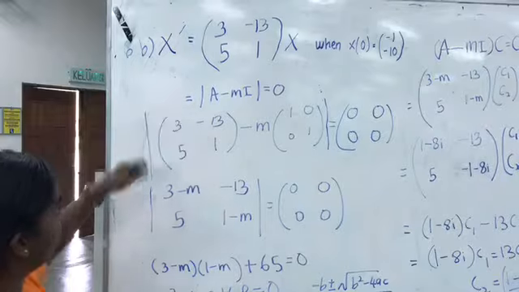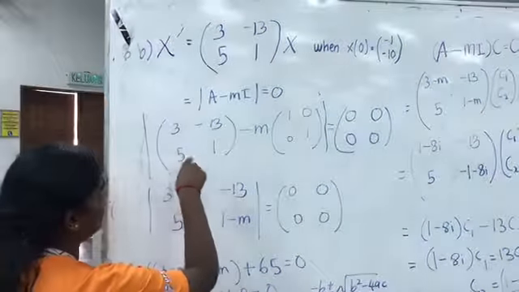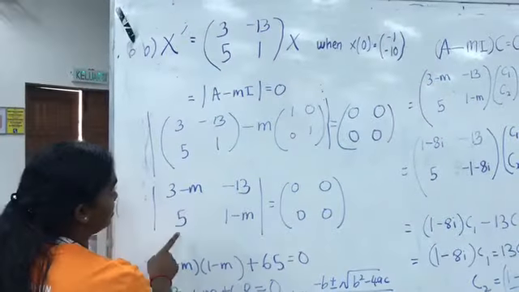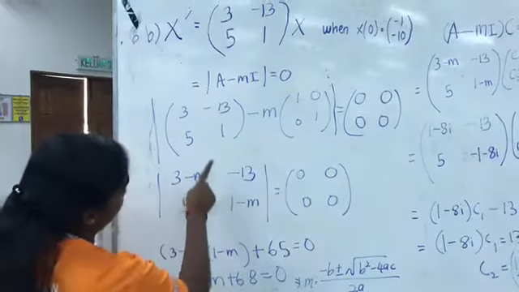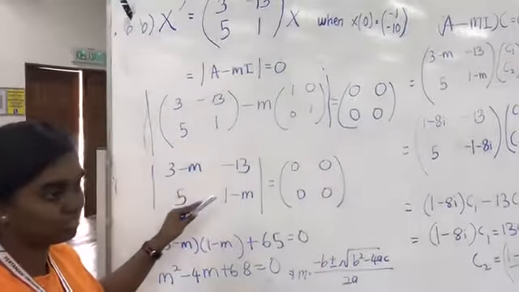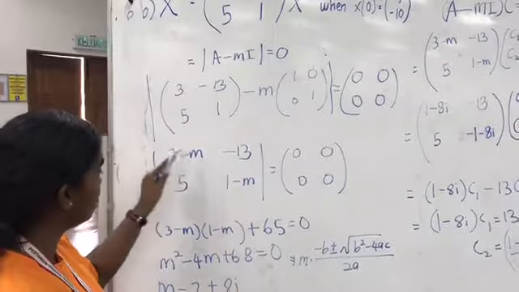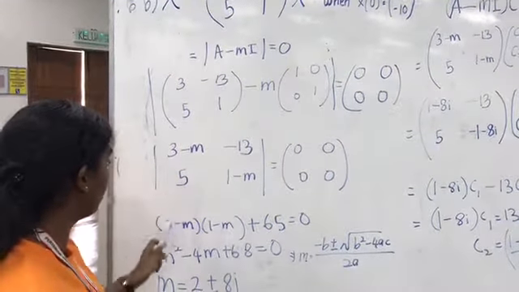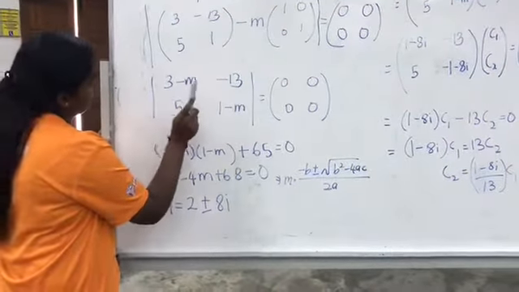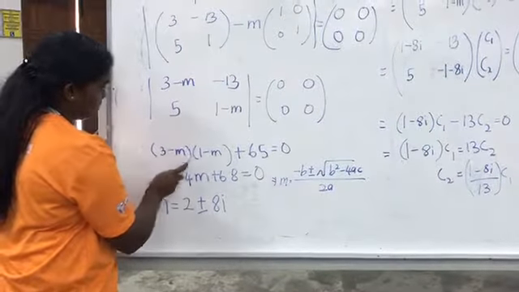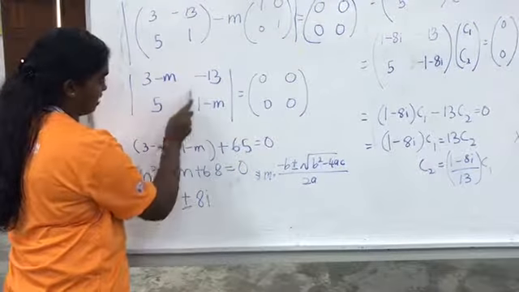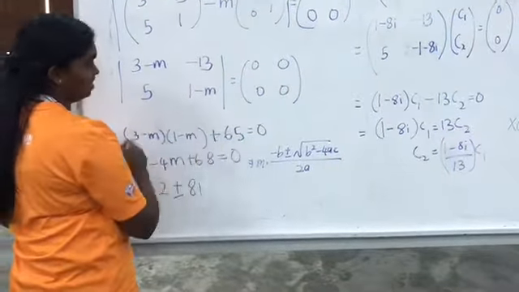So after that we have to do A minus 3I. So 3 minus M, negative 13, 5, negative 1 minus M equals to 0. And then to find the determinant, we must use the formula ad minus cb. So from there we get (3 minus M)(1 minus M) plus 13 times 5, which is 65. Then equate it to 0.